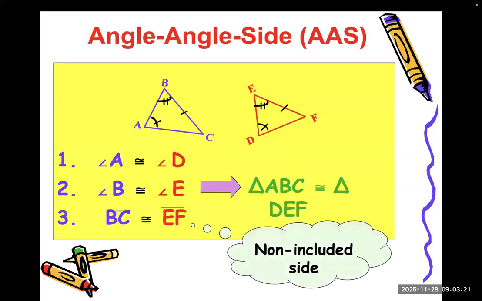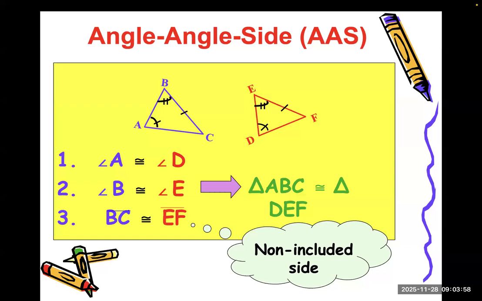Now we're going to go into our fourth one, which is angle angle side. The big difference here is that the side is a non-included side. But first, let's look at the two angles and the side pairings. Angle A is congruent to angle D. Next, angle B is congruent to angle E. The side we're looking at is side BC, which is congruent to side EF.